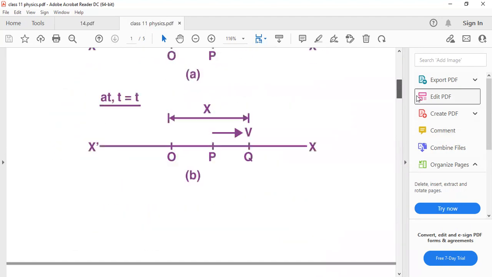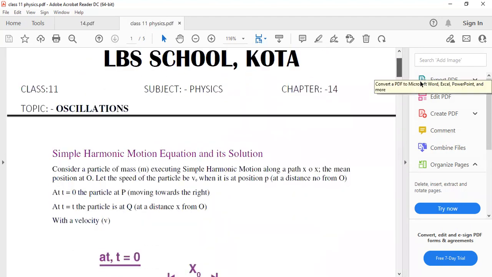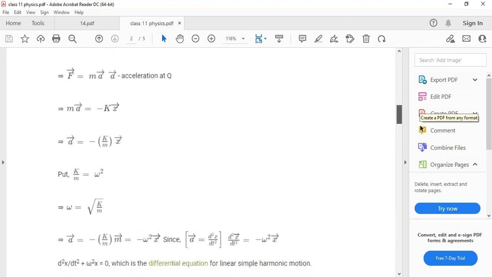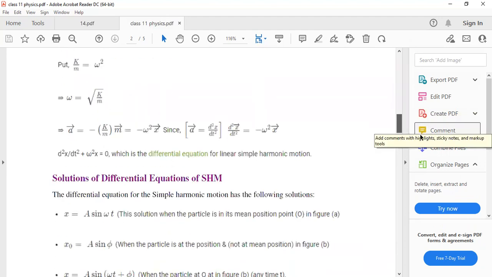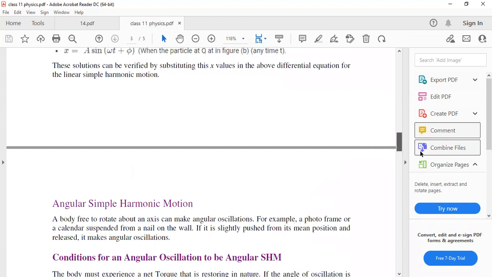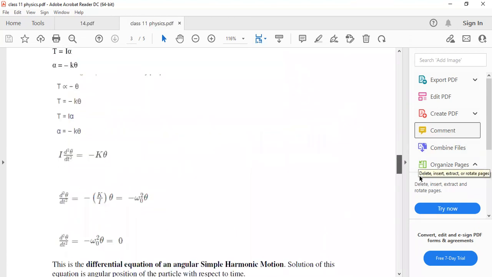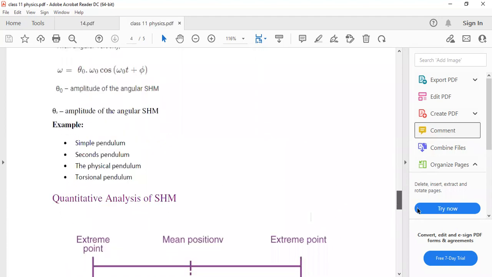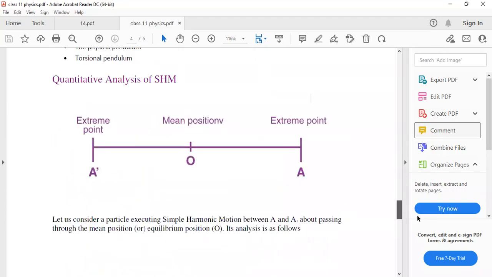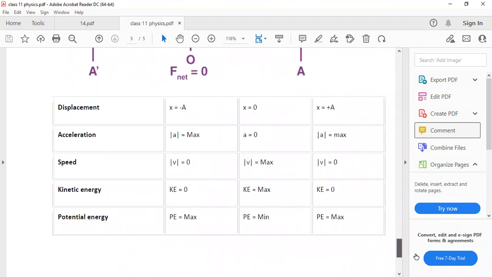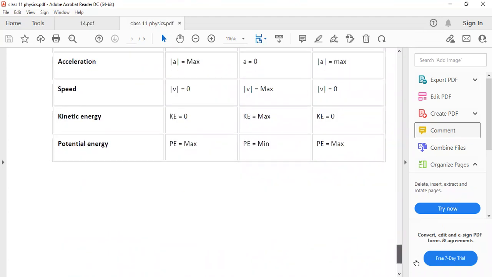So today we have discussed their equations and their solutions. We have discussed 2 types of differential equations today. First is the linear SHM differential equation, and another is the angular SHM differential equation. Also, we have studied their conditions for the angular oscillations. And at the end, we have discussed the qualitative analysis of the SHM, in which we talked about displacement, acceleration, speed, kinetic energy, and potential energy.